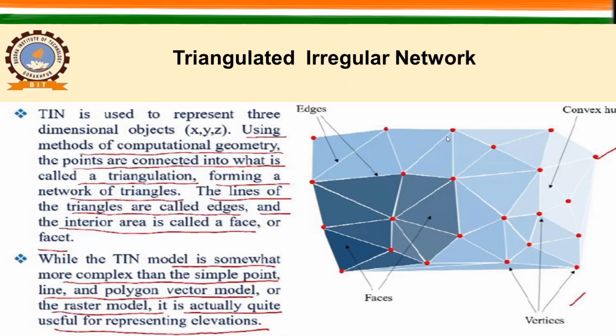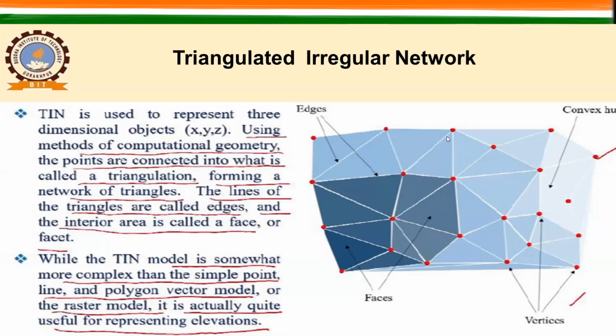So using methods of computational geometry, the points are connected into what is called triangulation, forming a network of triangles. The lines of the triangle are called edges, and the interior area is called a face or a facet.